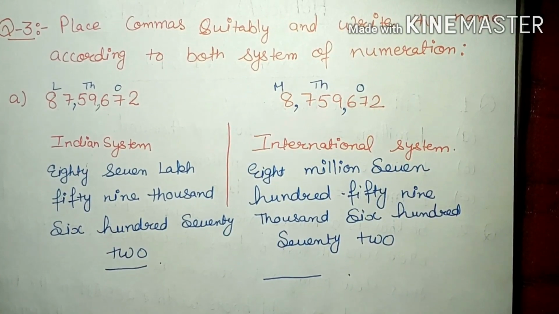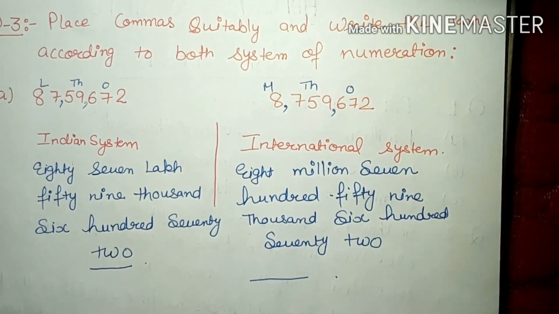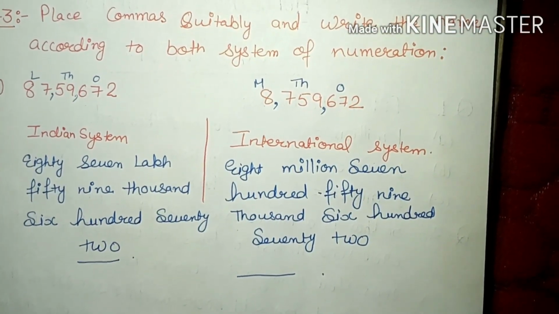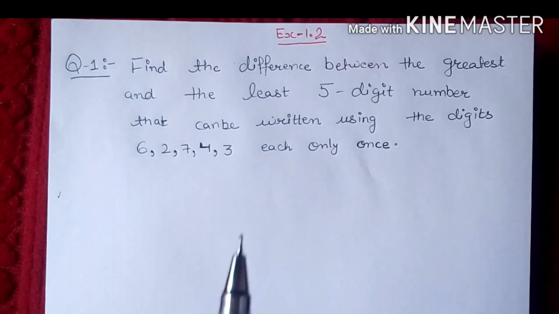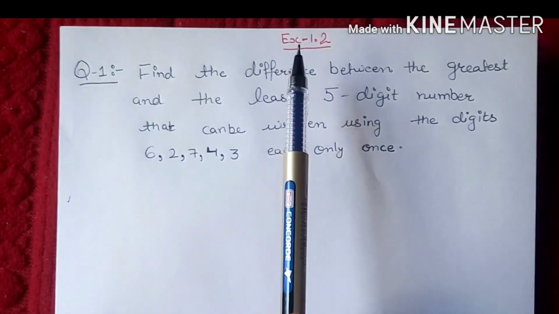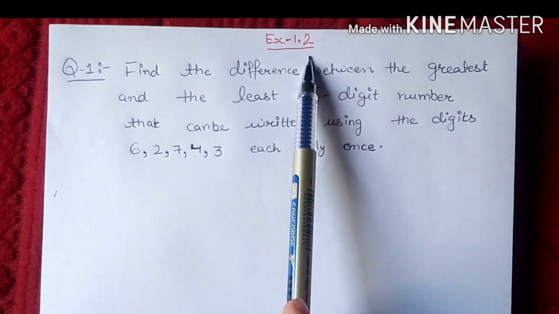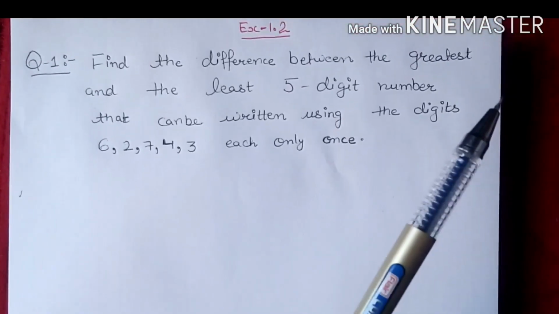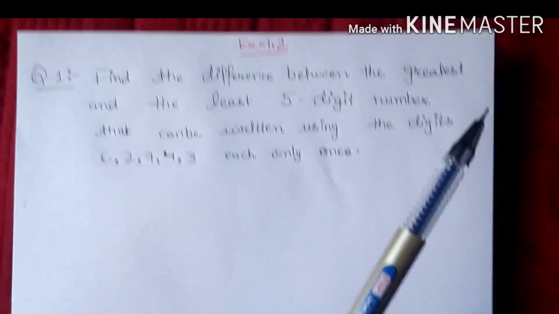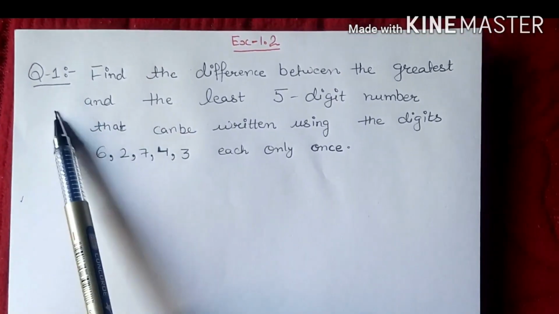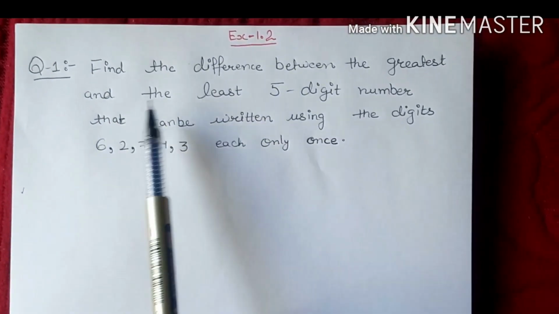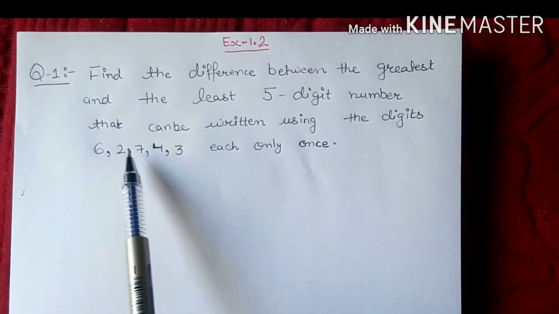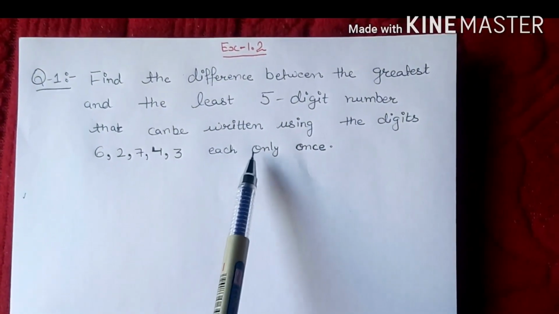So, I hope students you all understood exercise 1.1 very well and are able to solve the exercise questions. Now, let us discuss our new exercise 1.2. In exercise 1.2, we have very simple word problems. Out of these, I am going to discuss a few questions here. Question number 1: find the difference between the greatest and the least 5-digit number that can be written using the digits 6, 2, 7, 4, 3, each only once.